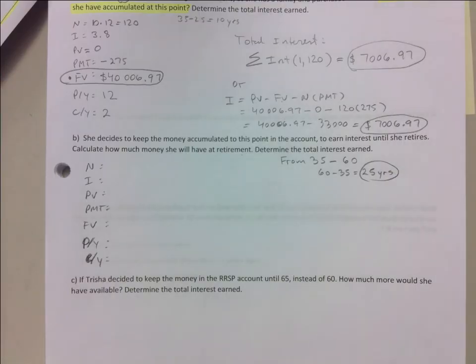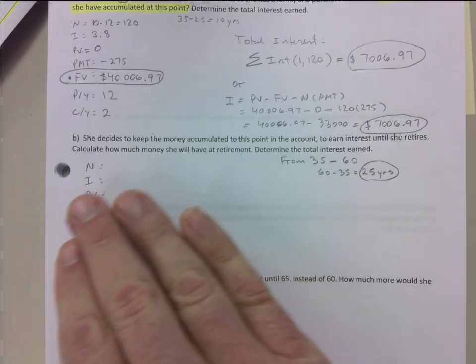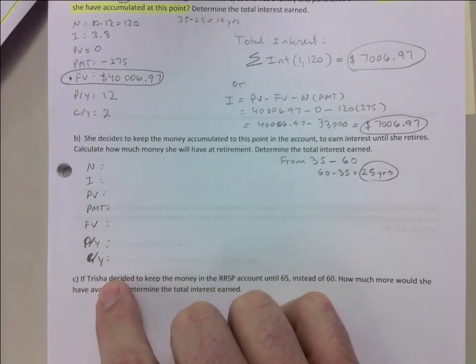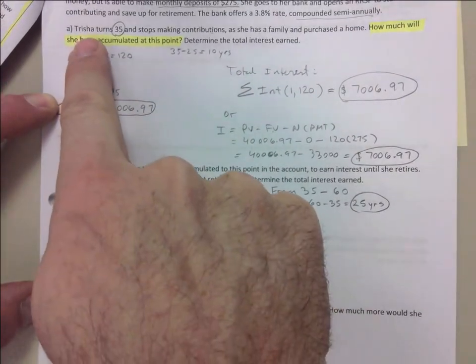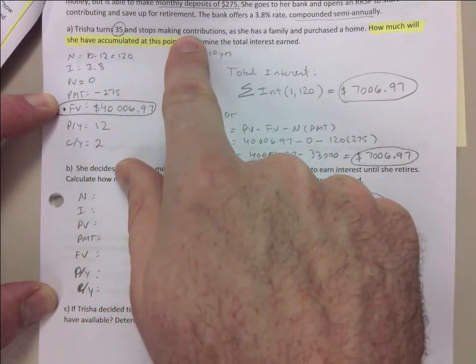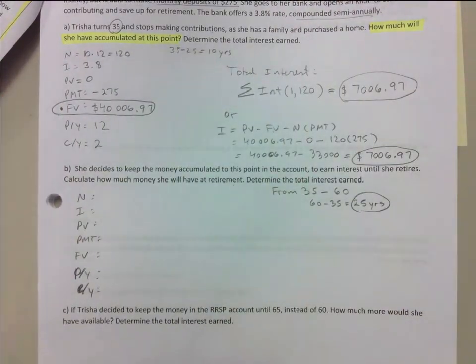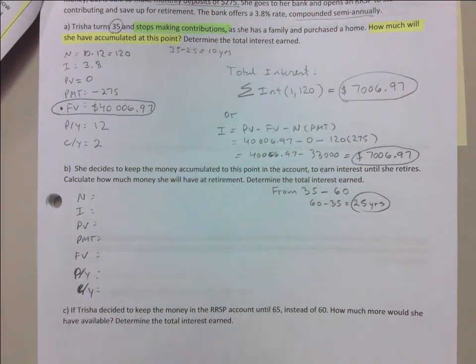So, hold on. Before you fill this in, are there any contributions still happening, any deposits? Like for this part, are there any regular deposits happening here? Let's read A real quick. Trisha turns 35 and stops making contributions. Maybe use a different color just to highlight that one. So we're stopping that. We're no longer making regular contributions.